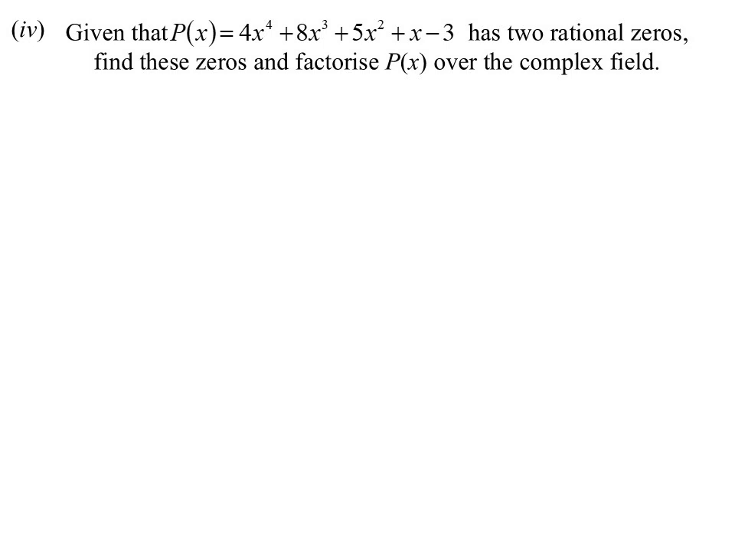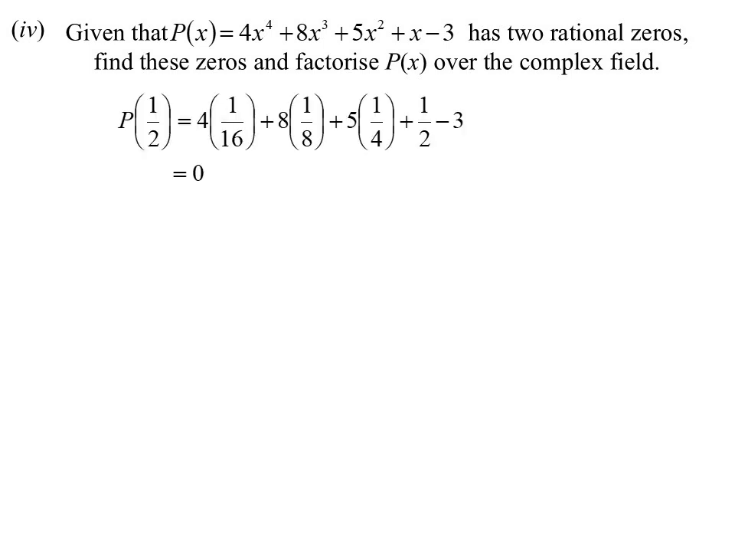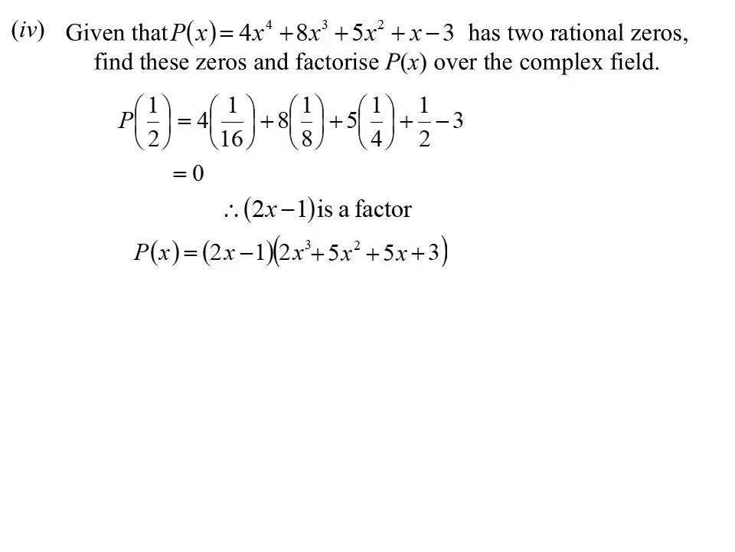So again, we go for the logical choice first, which is a half. Oh, that turns out to be 0. Fantastic, I've got one of the factors. Now I know 2x minus 1 is a factor, which means it does factorise to be (2x minus 1) times something. Leading term times leading term must give me leading term. So I know 2x cubed, and then in the other one, constant times constant is a constant, plus 3. Create the other terms. Okay, we've got our second factor.